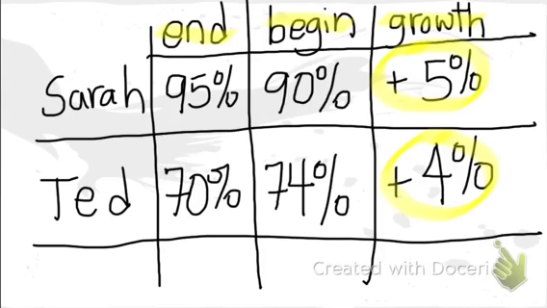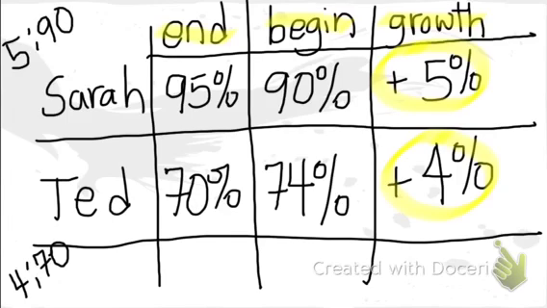But of course, it's not really a trick. Hopefully you looked at it and applied what you learned from the previous problem. With Sarah, we're looking at a 5 percentage point growth with a beginning value of 90. So 5 compared to 90, and then with Ted, 4 compared to 70.